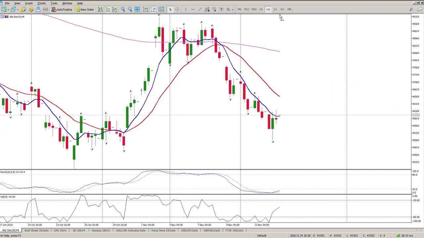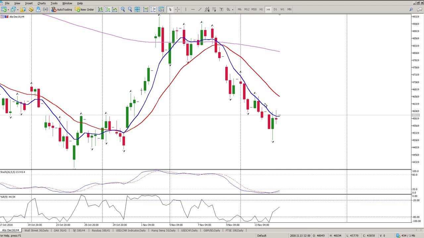Let's just get down to the 4 hour. We do have a pretty strong downtrend in place. We also have continuation divergences forming: a lower high, a lower low, a lower high, a lower low, going back from this level here at the start of the week.